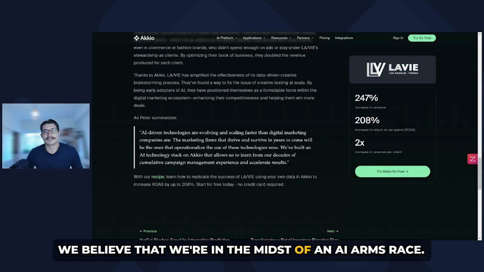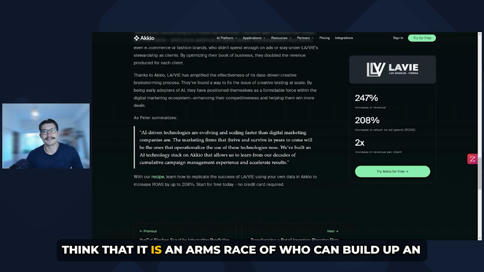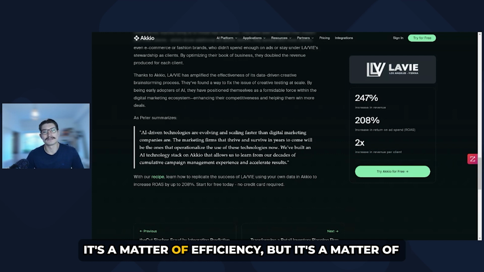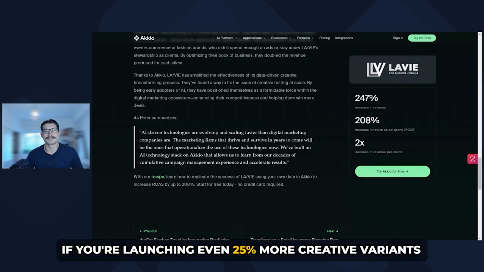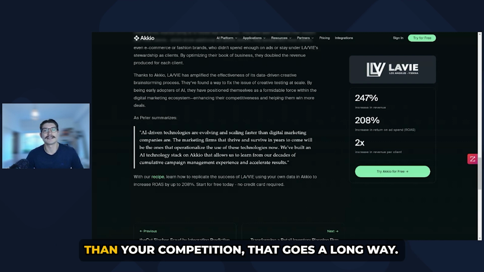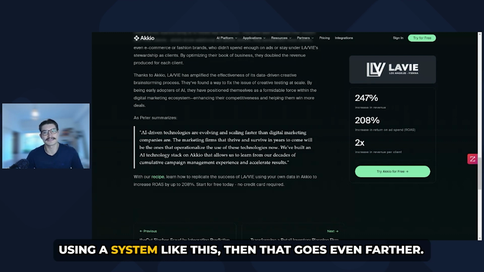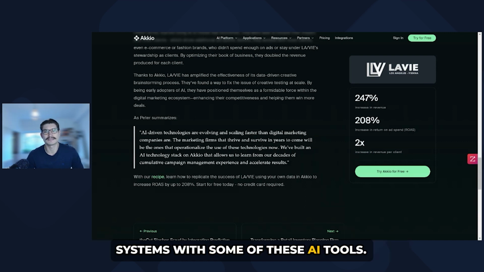We believe that we're in the midst of an AI arms race. If you're working in an agency environment, really, I think that it is an arms race of who can build up an arsenal of these AI tools and who can do more, right? It's a matter of efficiency, but it's a matter of competitiveness, right? If you're launching even 25% more creative variants than your competition, that goes a long way. If your creative variants are improving 5% each time by using a system like this, then that goes even farther. And so it is really the time to start operationalizing your systems with some of these AI tools.